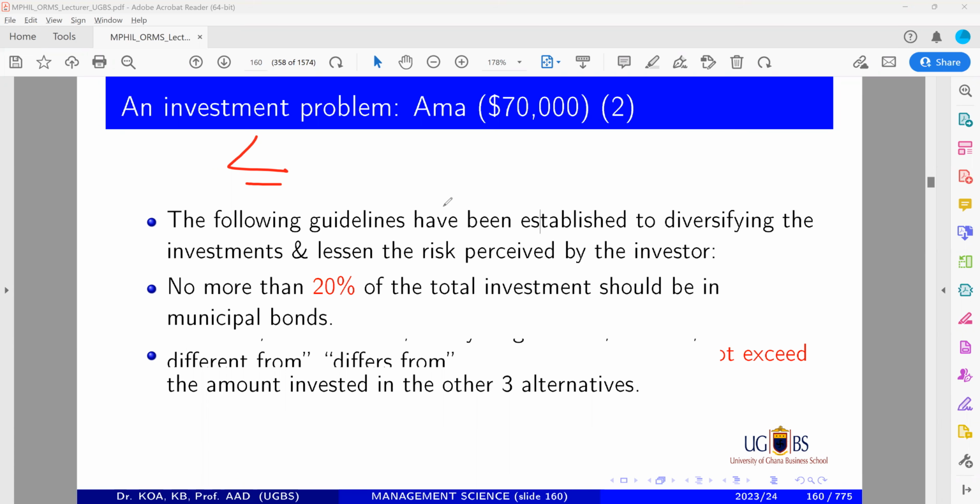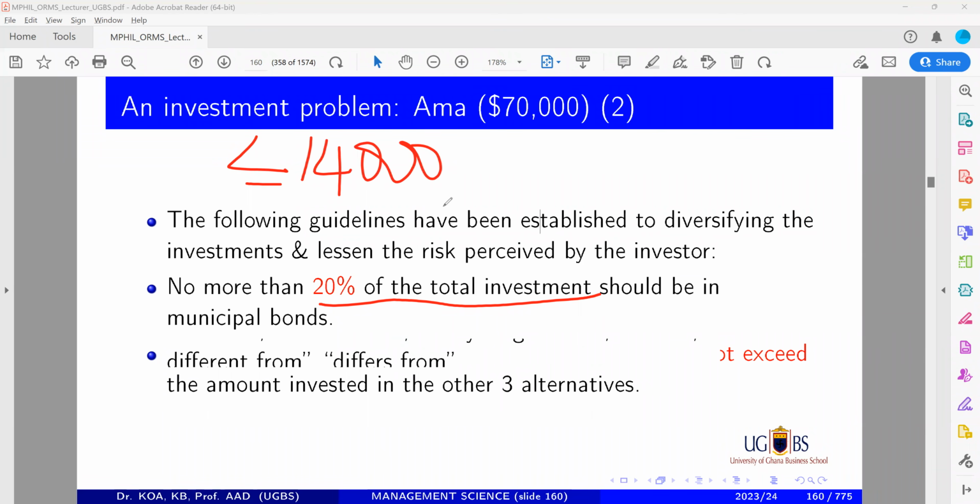Now you have to calculate 20% of the total investment. How much is the 20% of total investment? Raise your hand. Guys, you got to move with me. Selassie. 14,000. Now that 14,000 should be on the right-hand side. So you got to write 14,000.